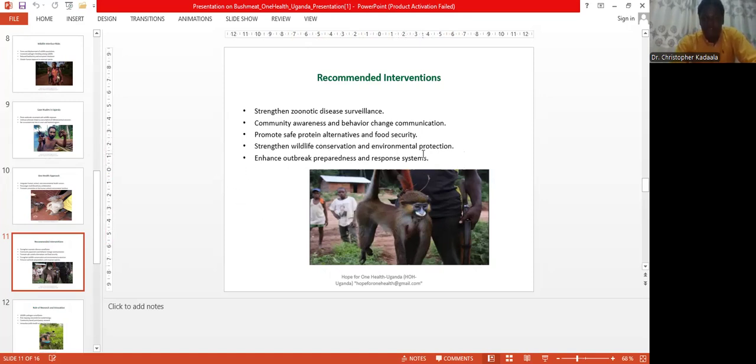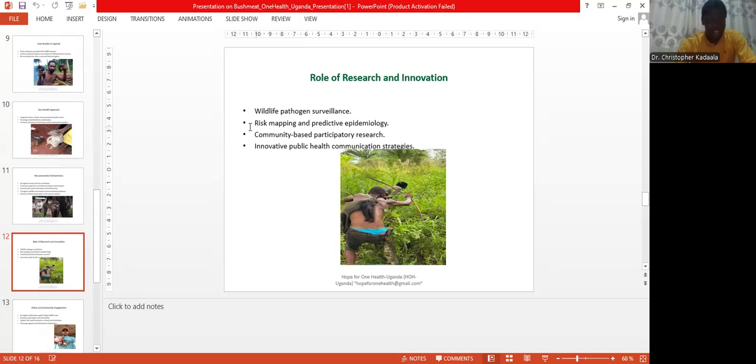Strengthening wildlife conservation and environmental protection under policies. We can advocate for strengthened wildlife conservation and environmental protection. We have the Wildlife Authority in Uganda. We can advocate through that. We have the environmental protection authorities like NEMA, the National Environment Management Authority. We have NFA, the National Forest Authority, and the other agencies that can help in protecting the environment, hence preserving the natural beauty, the natural habitats of wildlife. Enhance outbreak preparedness and response systems. After advocacy, there will be enhanced outbreak preparedness and response systems.